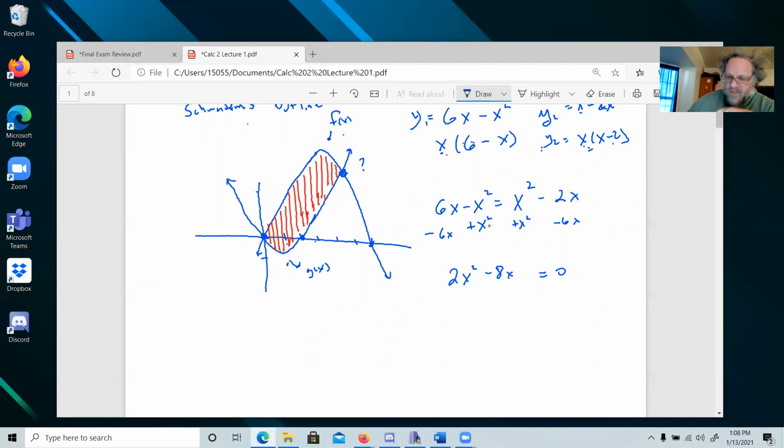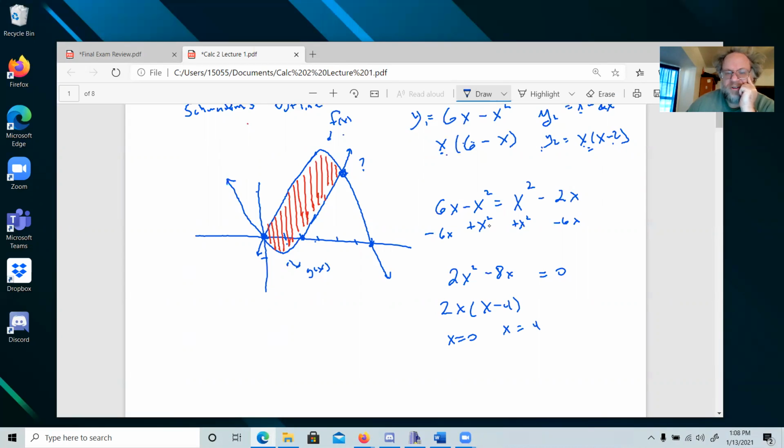Fortunately, we don't have a constant term. We don't have to deal with any quadratic formulas, just to let you know how terrible this could be. But we can just factor out a 2x, and then we have an x minus 4. Clearly, the intersection points are x equals 0 and x equals 4.